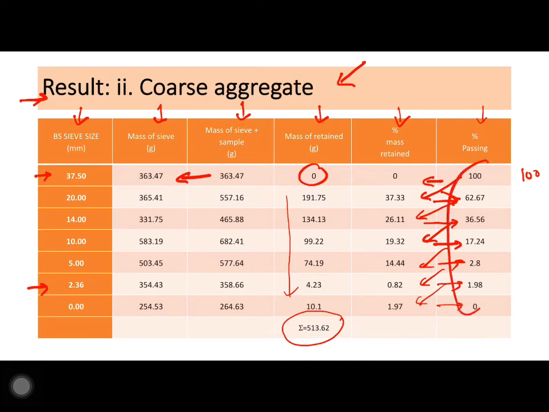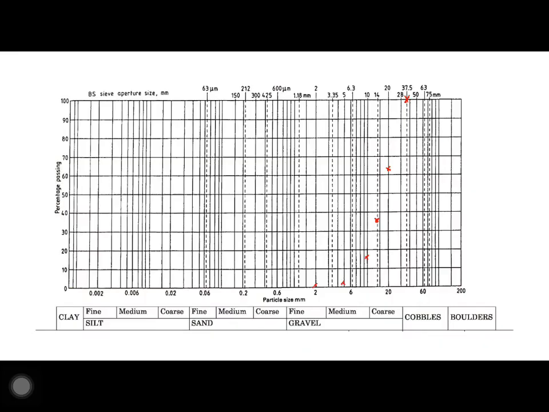Then you need to plot. This is for the x and this is for the y, and then you need to determine the curve shape. Then you can classify, characterize. What is the shape? Can you try to plot? So here, this is the x, the sieve size, and this is the y, the percentage passing. So you can plot based on this size.